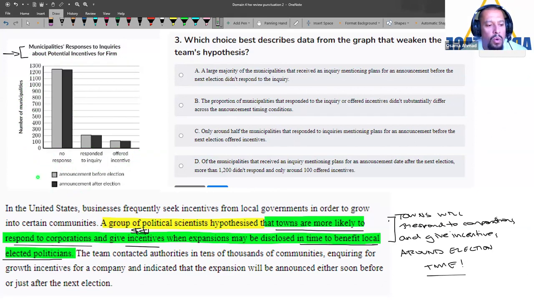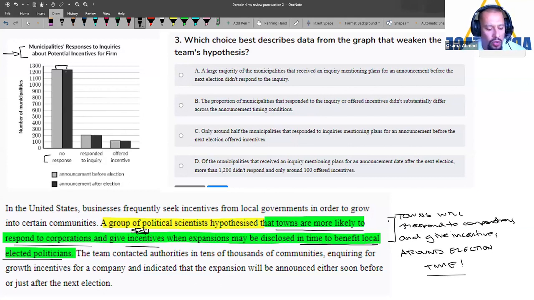Okay, very good. Let's look at the legend. This is called a legend or a key. What is the gray? Announcement before election or after election. Cool. So let's look at the no response. What can we say about no response before and after election? What statement can you make? What conclusion can you draw? Meaning, is it the same, or is it different, or is it more or less? Announcement before election is more.